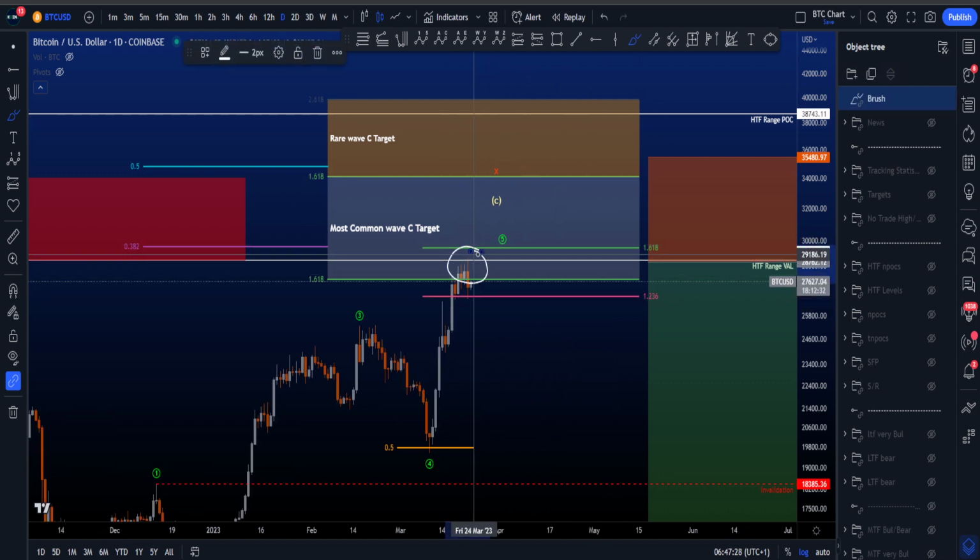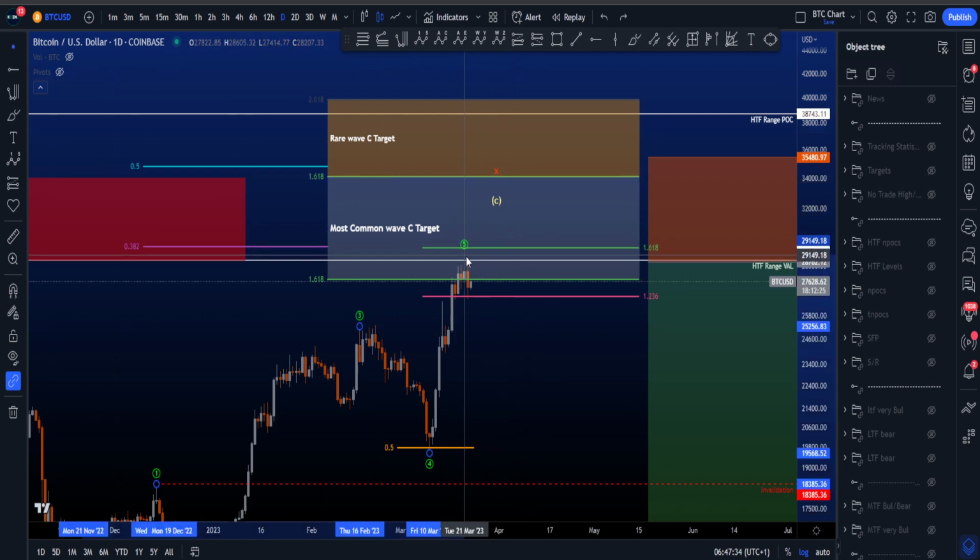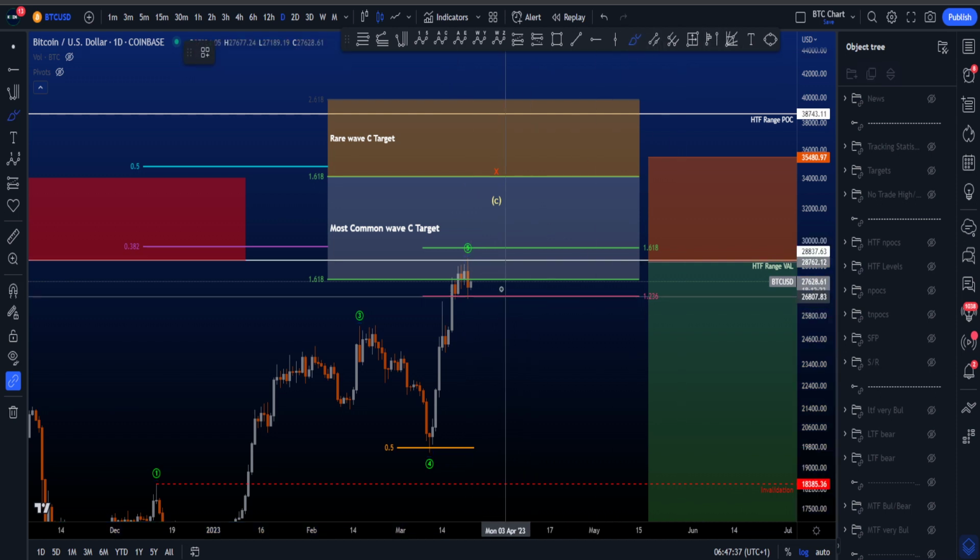However, might the high of 5 be in, and are we looking for downside now? Well, you will see that in more detail on the lower time frames, but yes, it could be possible that the high of wave 5 is made, and we're going to see more downside in this scenario.